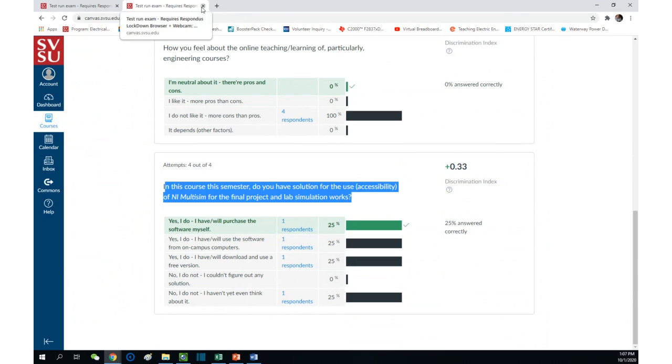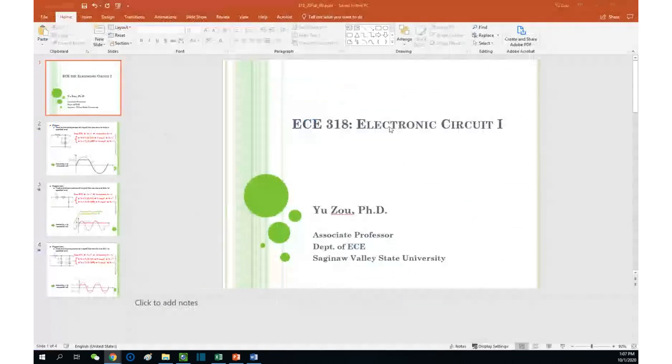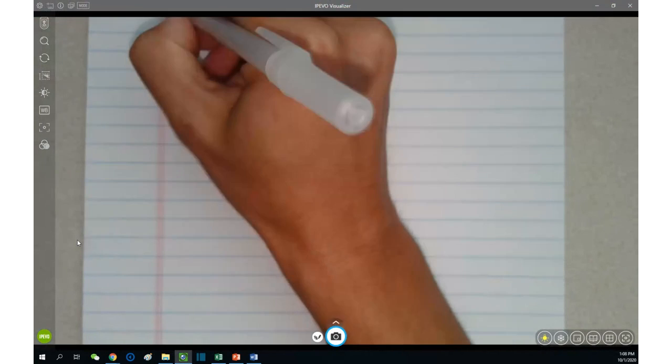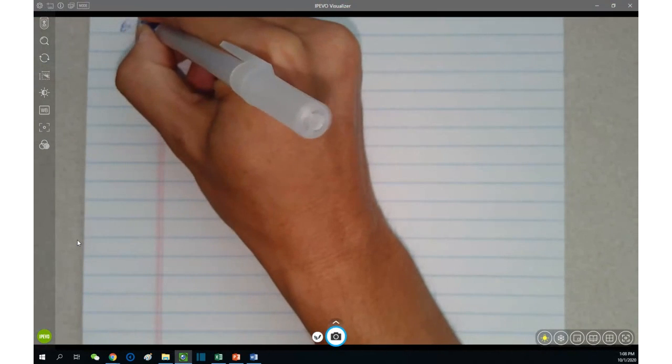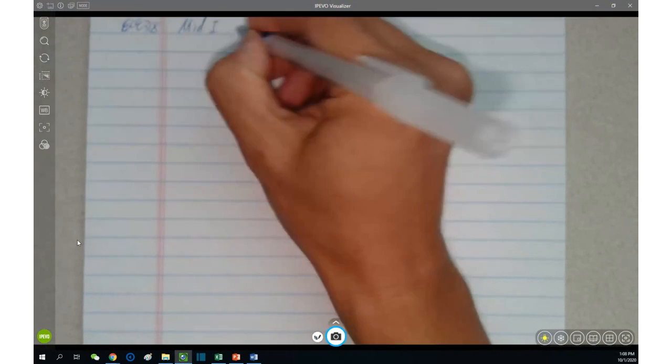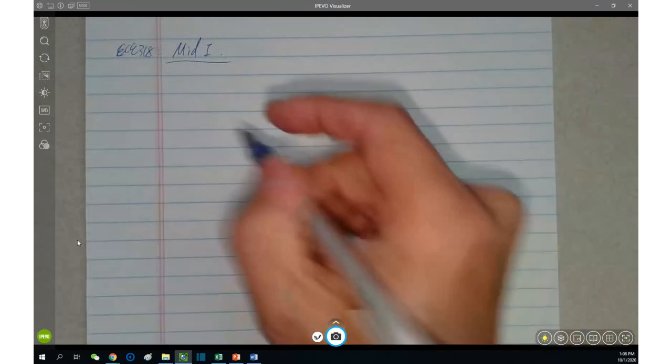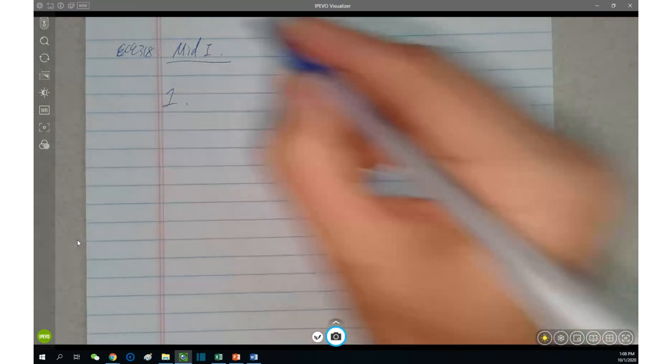All right, this is the Canvas part. Now I would like to first of all review the exam. What exams do we have? What problems are going to be covered? The first one is multiple choice.